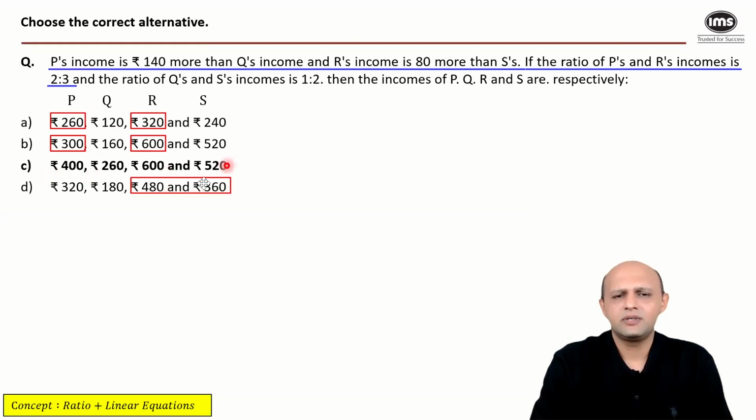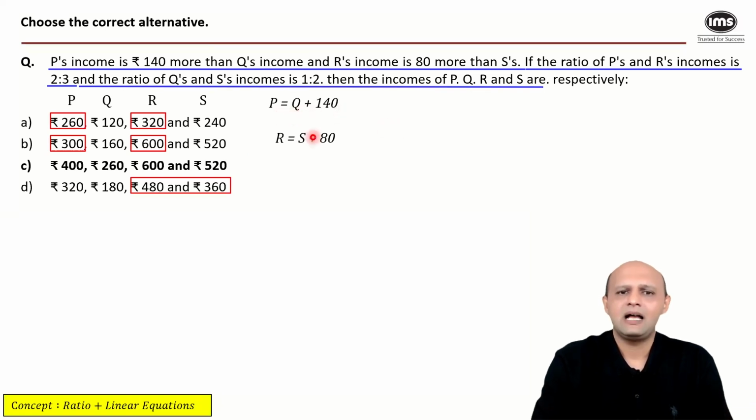Can this be solved using equations? Yes, it can, and that's what we're going to check. To solve it using equations, completing the reading of the question, the ratio of Q's and S's income is 1:2. Find the incomes of P, Q, R and S respectively. So the first statement, P's income is 140 more than Q's. R's income is 80 more than S's. Ratio of P's and R's income is 2:3, so call it 2x:3x. And Q's and S's incomes are in ratio 1:2, so we'll call them y and 2y respectively.